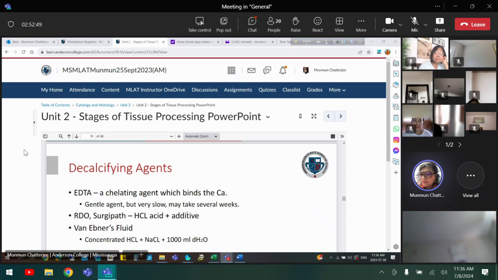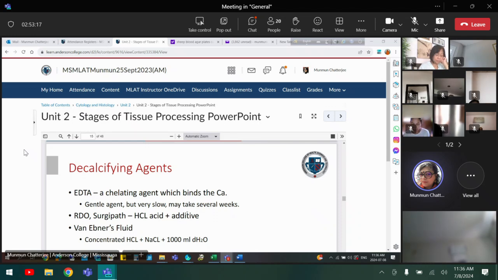It's called the RDO or Sargipad. This has HCl and some other additives. It depends upon whatever they are taking. Van Ebner's fluid is a very strong one: concentrated HCl and sodium chloride plus 1000 ml of distilled water. So they are using hydrochloric acid, sodium chloride, and 1000 ml of distilled water.